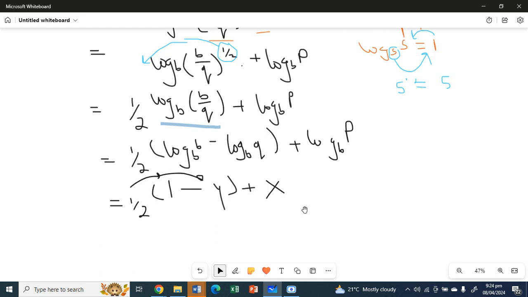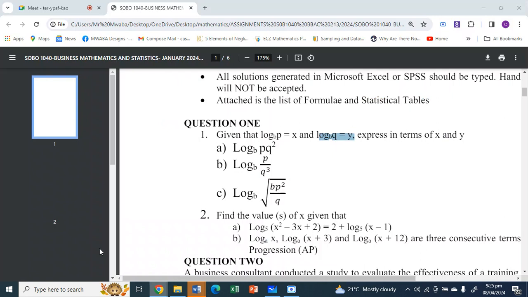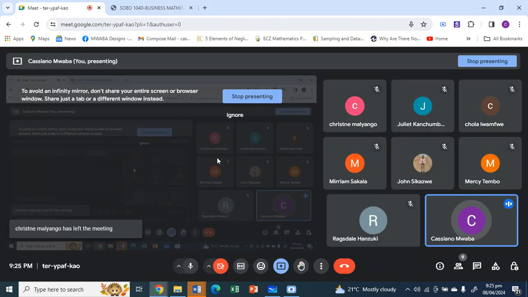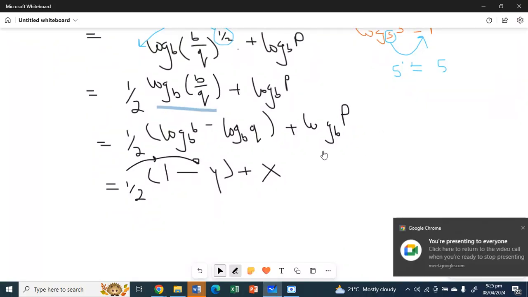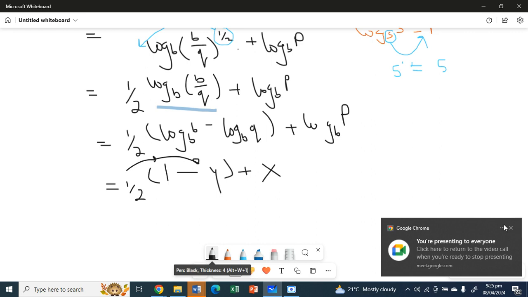Half, open brackets, 1 minus y, close brackets, plus x. This is an easy answer to remember. So in the exam, if you see this question, just remember that answer so that when your workings give you something different, you know yourself that you are wrong. Any questions before I give one for you to try and we close off the class?